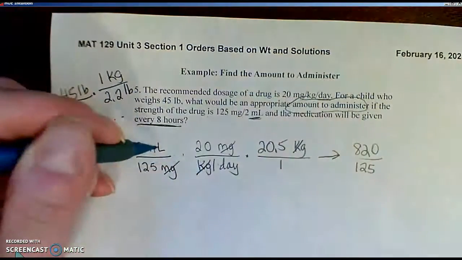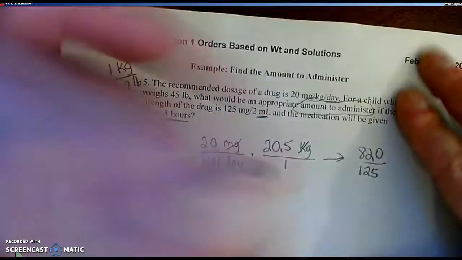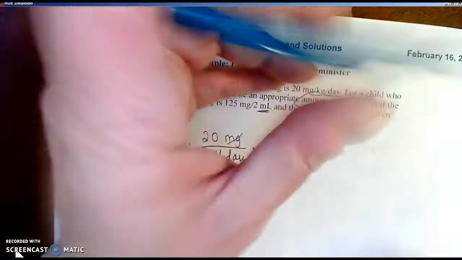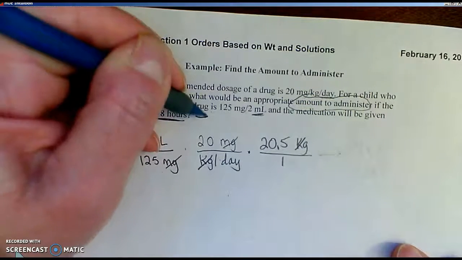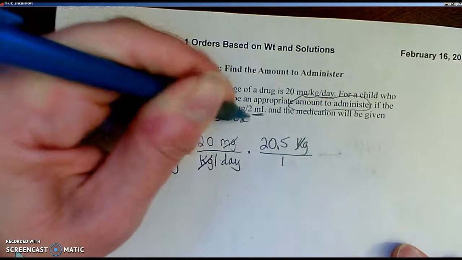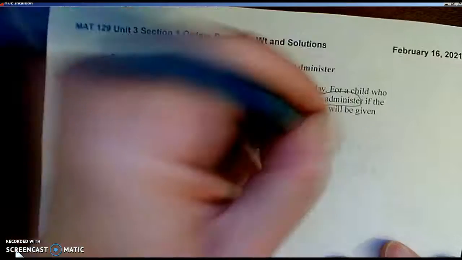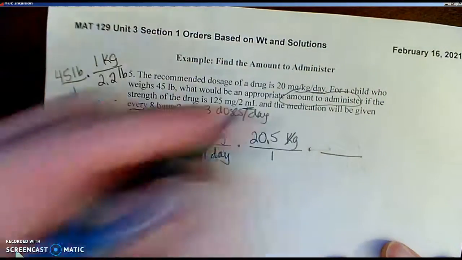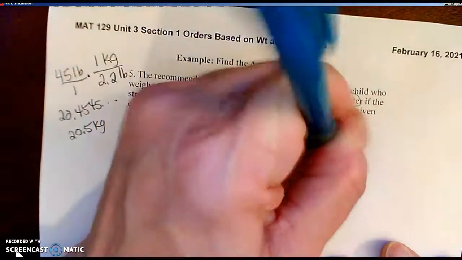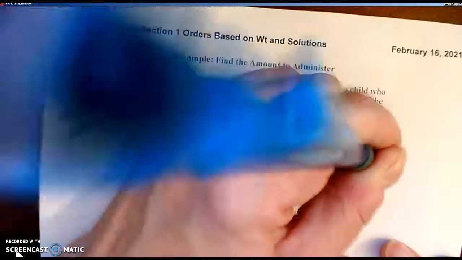And that's going to be in milliliters per day. Oh, we're not done yet. We can't stop there because that's going to be milliliters per day. So we need to split that up into every 8 hours, and every 8 hours is 3 doses per day. So we're not quite ready yet. We need to convert that into, well, the day is here, so it's 1 day, 3 doses. So there we go.